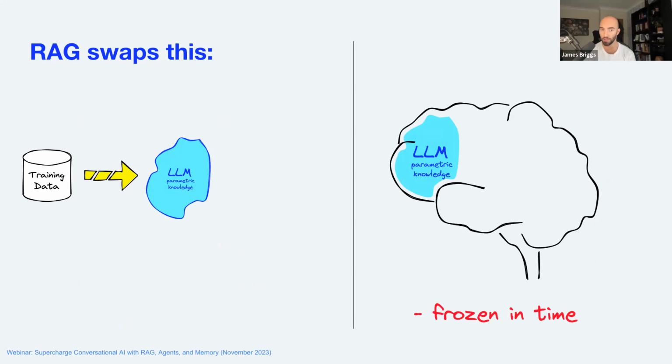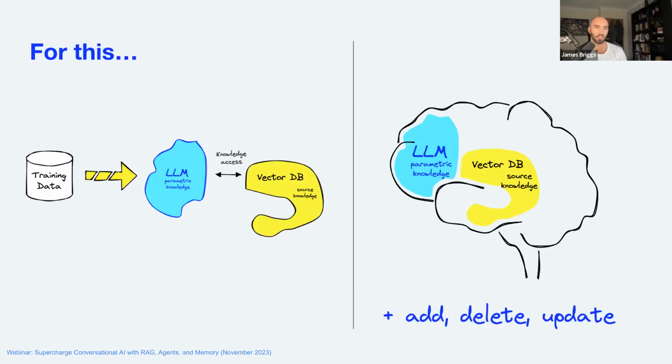So the knowledge of the LLM, which we call the parametric knowledge, only contains the knowledge that it learned from the training data set. We're swapping this for the next slide, which is this. So we're basically adding a long-term memory component to the LLM.